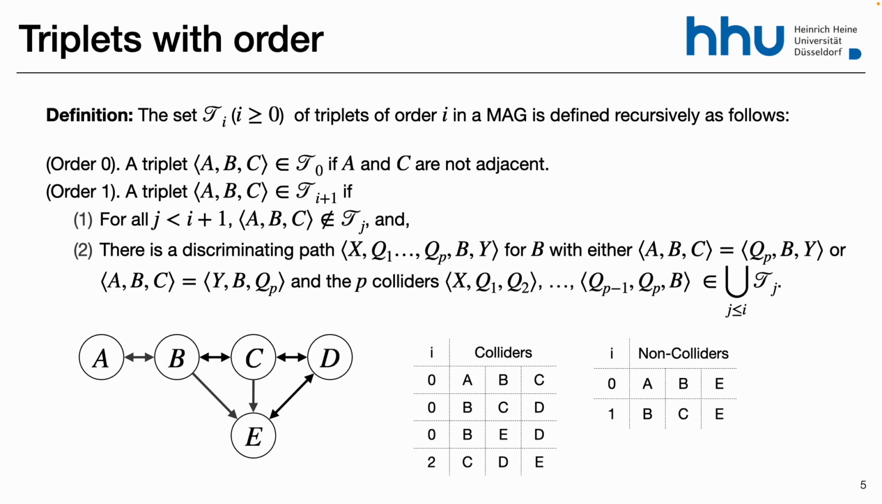Okay? I have here the table of all the colliders and non-colliders with their order. It's easy to find all of them that have order 0, so they are unshielded triplets. We discussed the BCE that has order 1, and we just discussed the one that has order 2, CDE. Those are all the colliders and non-colliders with order that we have in this graph. It's a bit hard to find this discriminating path in the beginning, but you are going to get used to it. Let's move on.